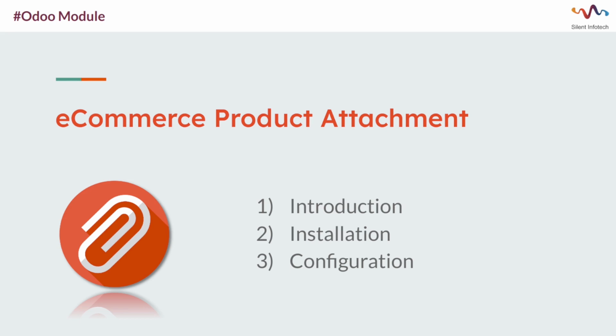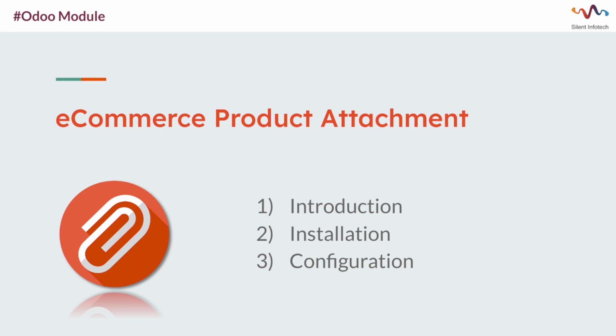This module is a valuable addition to the Odoo e-commerce website, addressing the need to provide detailed information about products to end users. It enables the attachment of various file types like PDFs, Excel files, and images, allowing businesses to offer product details like dimensions, specifications, installation guides, brochures, user manuals, and many more.